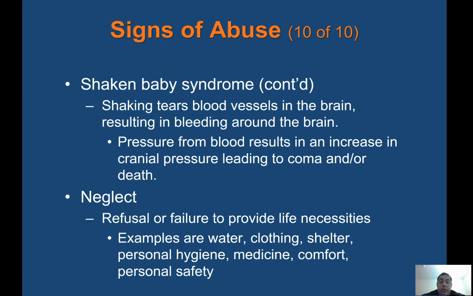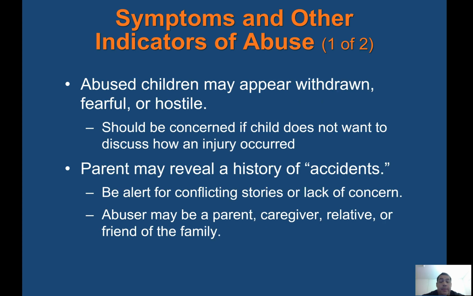Neglect: refusal or failure to provide life necessities. Examples are water, clothing, shelter, personal hygiene, medicine, comfort, and personal safety. Symptoms and other indicators of abuse: abused children may appear withdrawn, fearful, or hostile. Be concerned if a child does not want to discuss how an injury occurred. The parent may reveal a history of accidents. Be alert for conflicting stories or a lack of concern. The abuser may be a parent, caregiver, relative, or friend of the family.